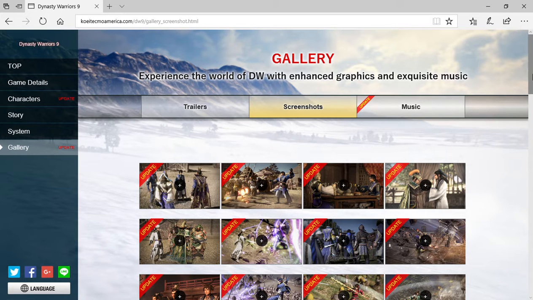I'm going to talk about the weapons and look at screenshots as well. And also, stay tuned because I have news about 3 new characters that are coming up soon. So, first, let me talk about the weapon.